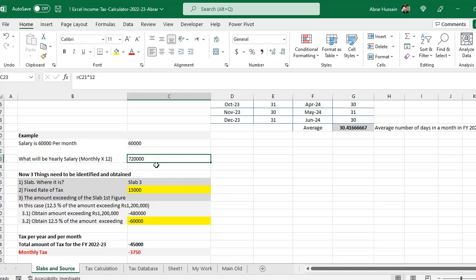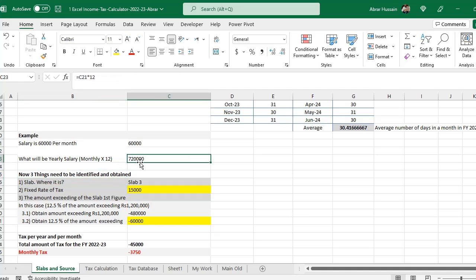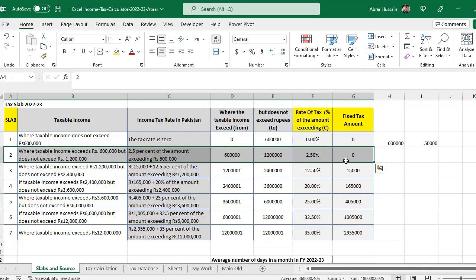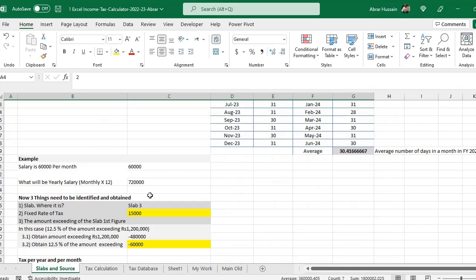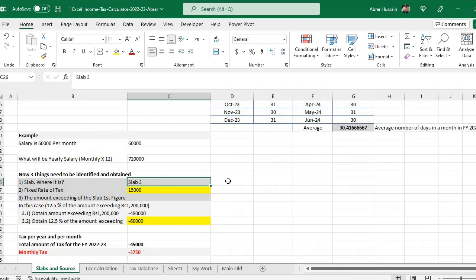Now, after that, you need three things to identify and obtain. Number one, what is the slab of this salary? So this yearly salary comes under this slab. If you see, between 6 lakh to 1.2 million or 12 lakh. So this is 7 lakh 20,000, 720,000. This is in slab 2. So here we can say slab 2. The first thing, I have identified the slab.